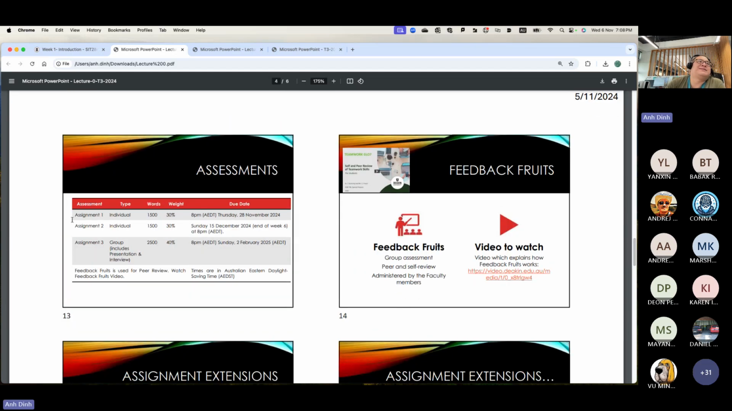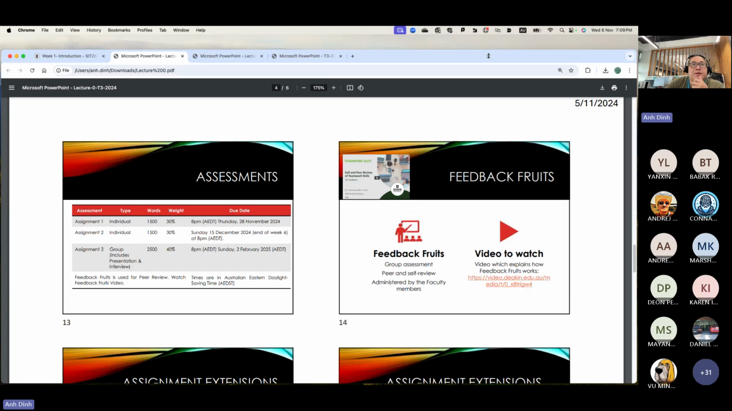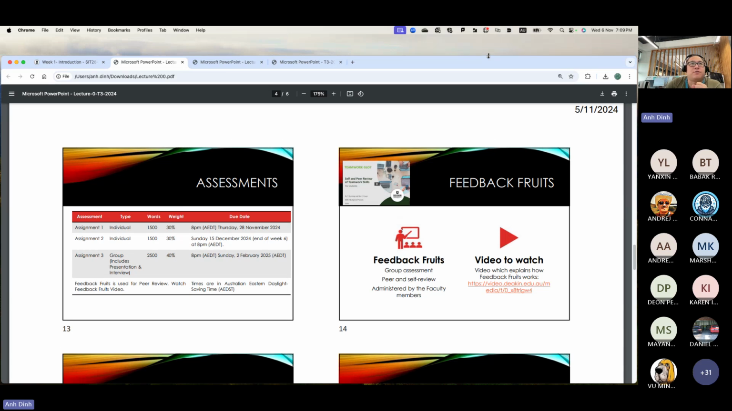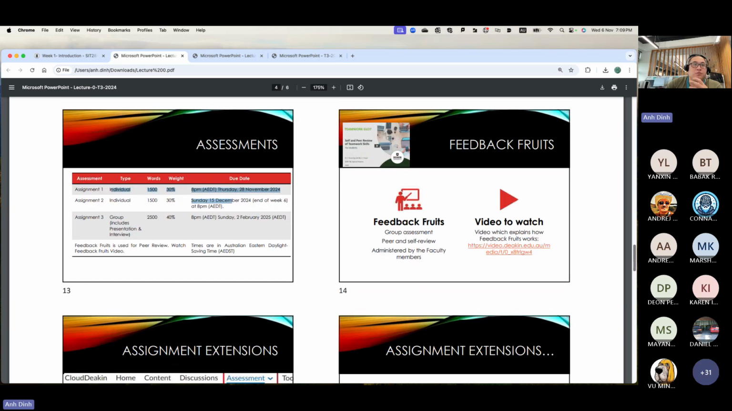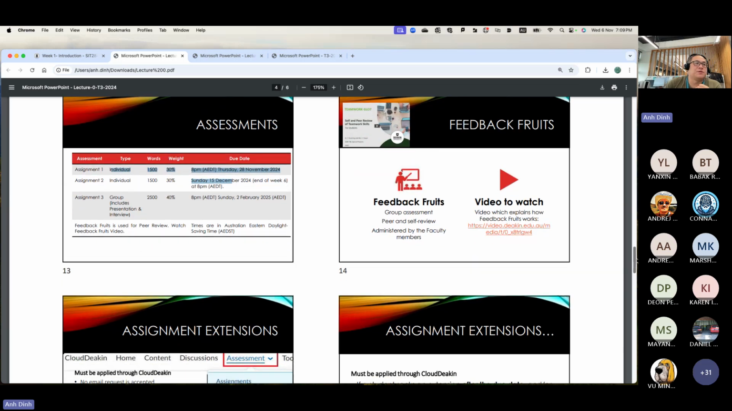Okay, so going to assessment, this is the most important part. There are three assessments. The first two are individual, and they are reports. For those of you who are familiar with OnTrack, just to be clear, we are not using OnTrack for this unit. We go back to the traditional assessment mode, which is via Clouddeakin. What it means is that we are very strict in terms of extensions. If you submit late, then penalties will be applied. So please make sure that if you need an extension, it is submitted well in advance.